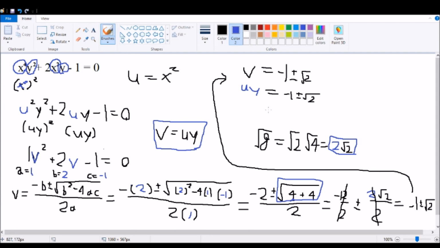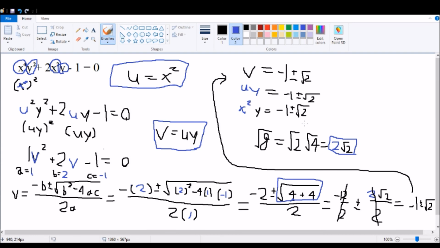And we are still not done, because we have to substitute the u value in. Well, we know that u is equal to x squared. So let's substitute that in here. We're going to have x squared times the y again is equal to -1 plus or minus the square root of 2.